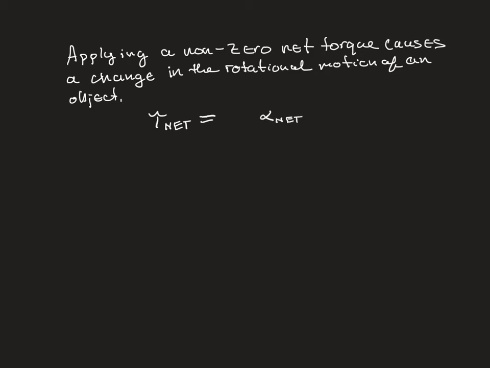Now, when we did force equals mass times acceleration, mass was essentially our proportionality constant. Here, it is going to be the moment of inertia of the system that you're applying the force to. Now, don't forget, as we learned at the beginning of the chapter, net torque is equal to the perpendicular force times the lever arm. And remember, you need to do force times the lever arm distance for each individual force that is acting on the system.